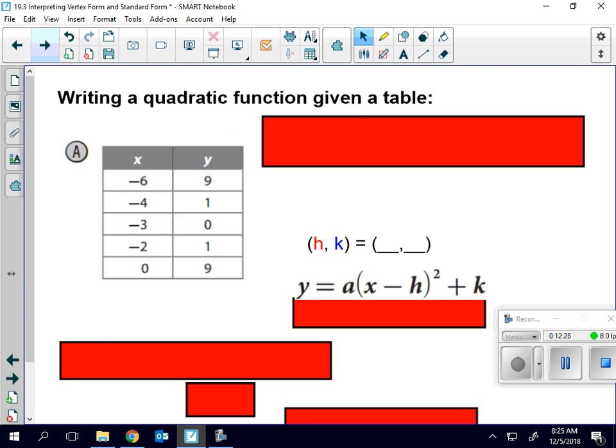So we are going to now write a quadratic function given a table. Always take a minute and write these things down, don't forget.